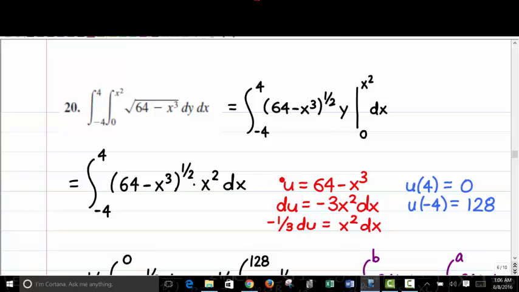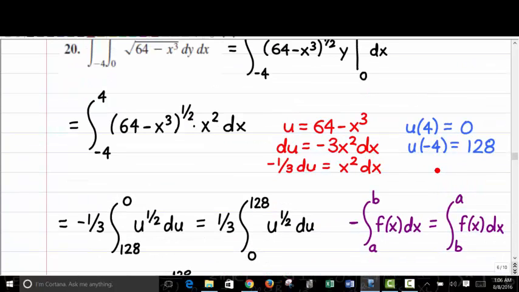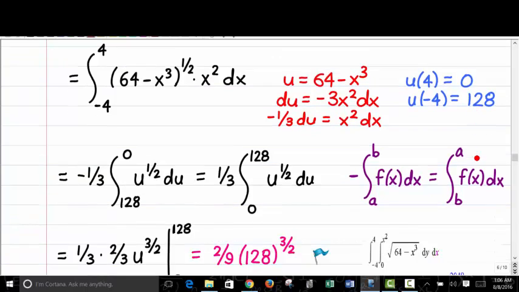And so going back to u substitution from Cal 1, we have u equals 64 minus x cubed. du is negative 3x squared dx. So negative 1/3 du represents x squared dx. I'm a big fan of changing the limits of integration. Big fan, because that way I never have to go back to the original variable again. So I put in u of 4. I'll get 64 minus 64 is 0. And then I put in negative 4. 64 minus negative 64 is positive 128. So I have a negative 1/3 on the outside, 0 on top, and 128 on bottom.